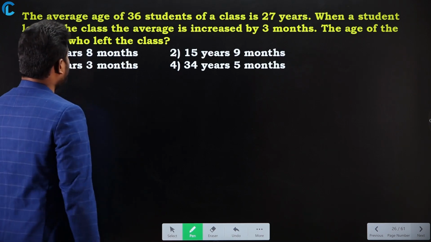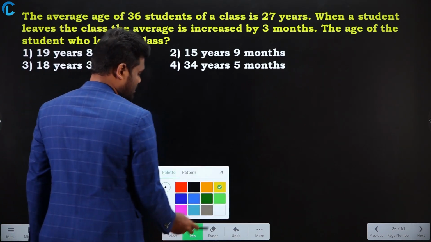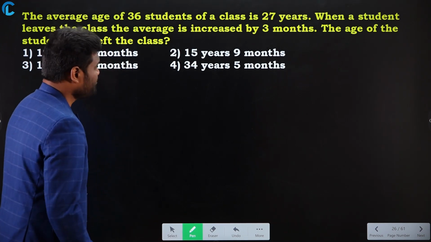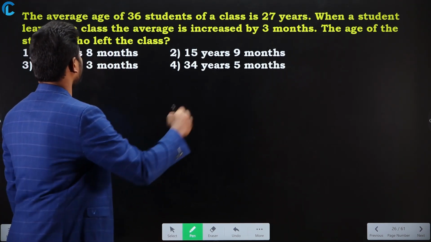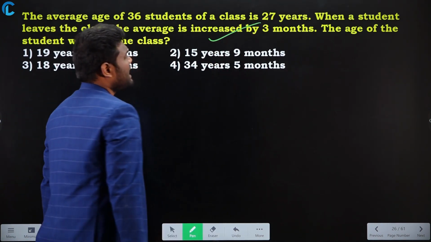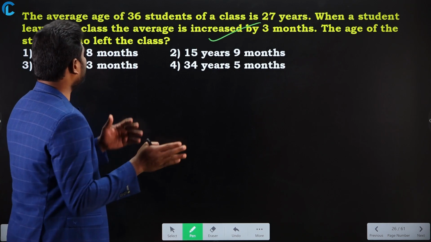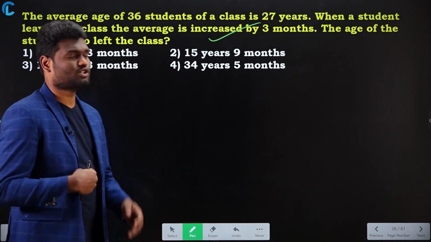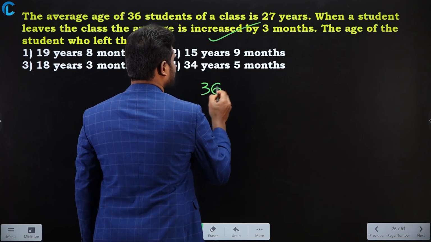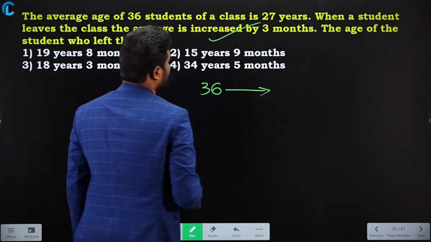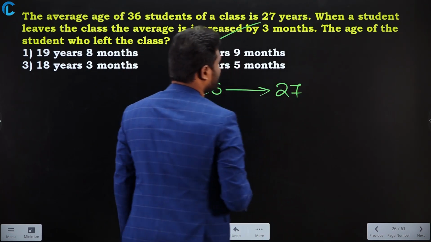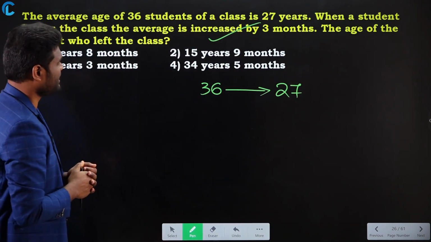The average age of 36 students of a class is 27 years. When a student leaves the class, the average increased by 3 months. The age of the student who left the class. We are supposed to find the age of the student who left the class. Look here, initially how many students are there? 36 students are there. Now this 36 students' average age is 27 years.